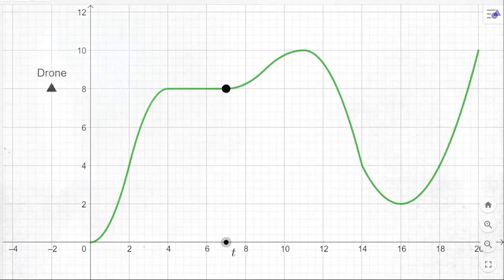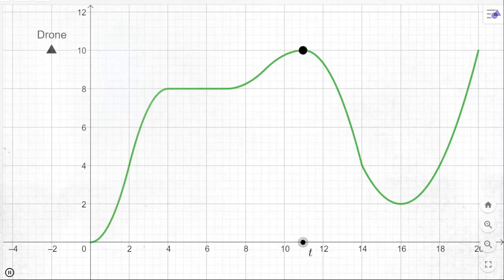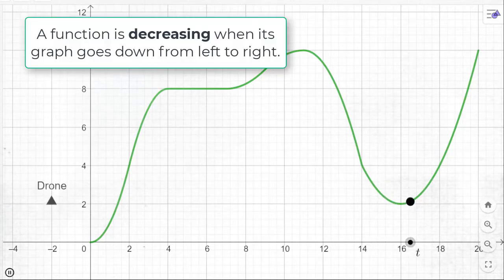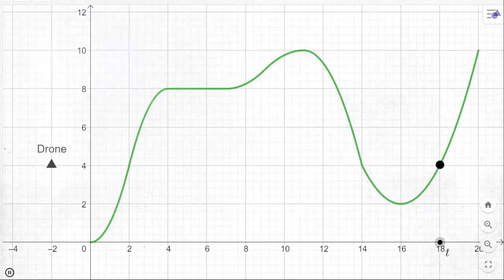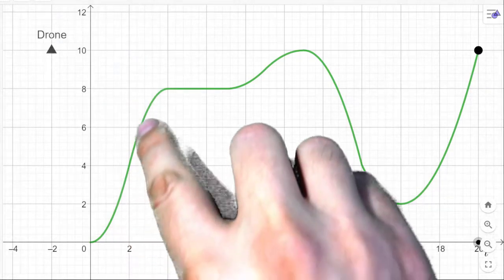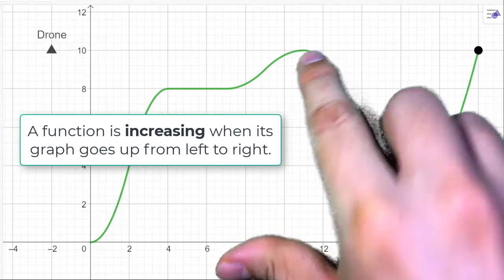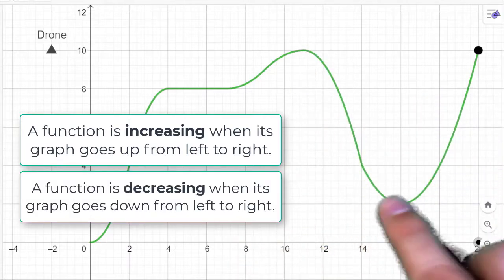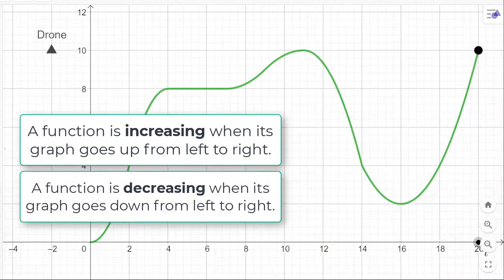When we get to this piece, we see the graph is going up from left to right again, and the height of the drone is increasing. Here, the graph is going down from left to right, and the height of the drone is decreasing. And again, we get to a part where the graph is going up from left to right, and the height of the drone is increasing. So we have two important features of graphs, where the graph is increasing and where the graph is decreasing. Here's another part where it's increasing.